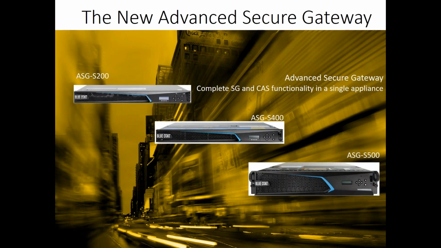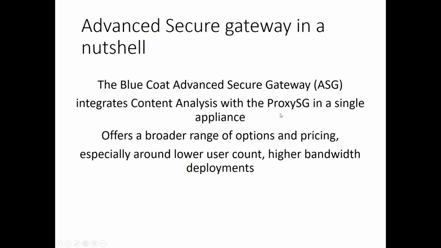So here's what it looks like, the new Advanced Secure Gateway. As you can see here, it's a complete secure web gateway and content analysis service functionality in a single appliance. This is something that everyone's been waiting for a long time, because traditionally we had the secure web gateway and the ProxyAV, so you'd have to hand off your network content to be scanned. Now with the content analysis, that's combined. One appliance that does both.